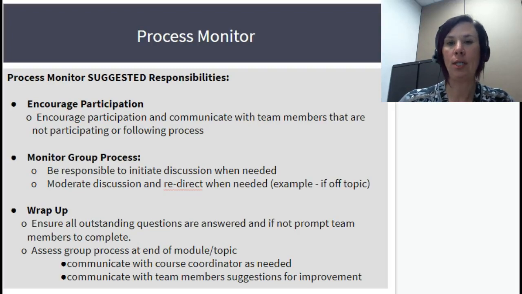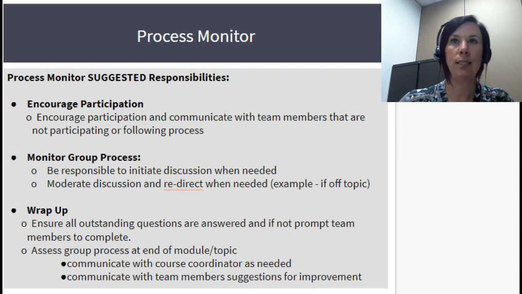Having a process monitor can also be helpful, and you may want to consider having this role within your team. Again, it would rotate with each topic. The process monitor encourages participation, monitors the group process, and helps to ensure there is adequate wrap-up.